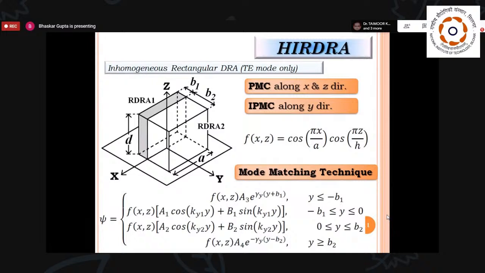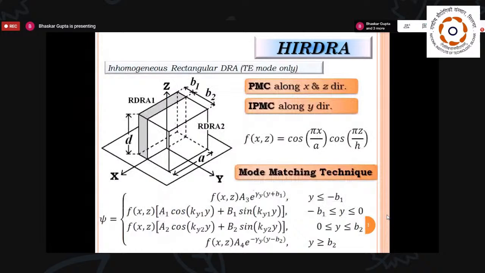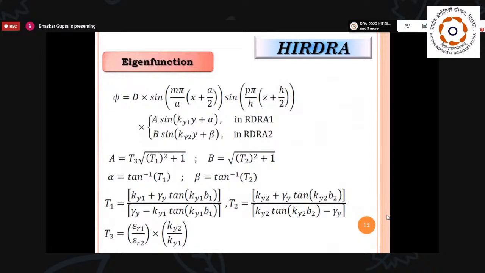The detail of the eigenfunctions are put at the bottom in the different regions. Y0 minus V1 is outside, Y0 V2 means outside to the right, and in between in the two regions. So using that eigenfunction, as you can see here, RDRA1 refers to the first region involving the first substrate, this one, and RDRA2 is the second region involving the second substrate. You get the eigenfunction, and from there, you compute alpha and beta attenuation and phase constants as shown here.